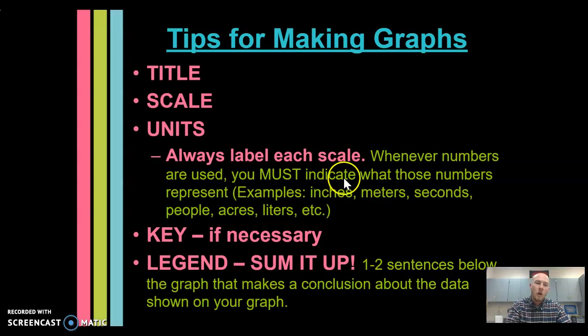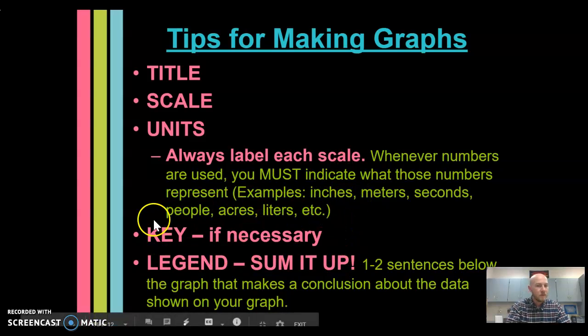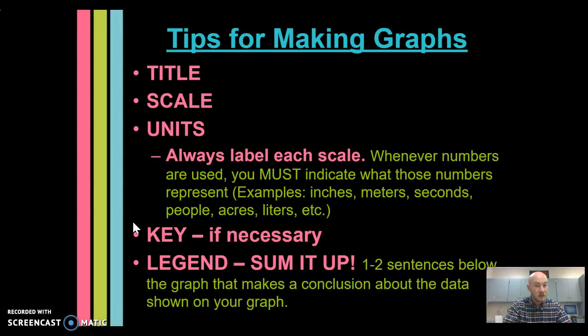Only 2 types of graphs need a key. Those two types are a pie chart, because they use colors, and a bar graph if you choose to color it. So notice the only time graphs will need a key is if you have colors, and we have to say what those colors represent. And the last thing that I know my students always forget about is the legend. The legend is a quick conclusion about your graph, usually 1 to 2 sentences. And that's usually found at the very bottom.